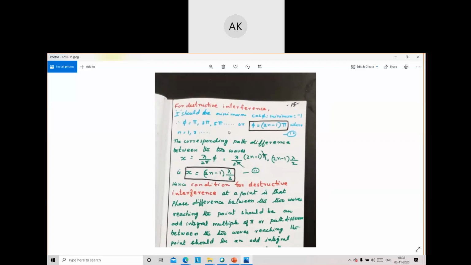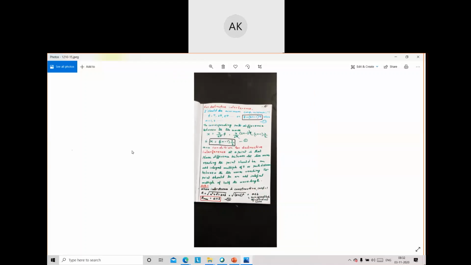Destructive interference. For destructive interference, what is the condition? The intensity equation we know: I is equal to I1 plus I2 plus 2 root I1 I2 cos phi. When the phase difference is pi, we get minima.